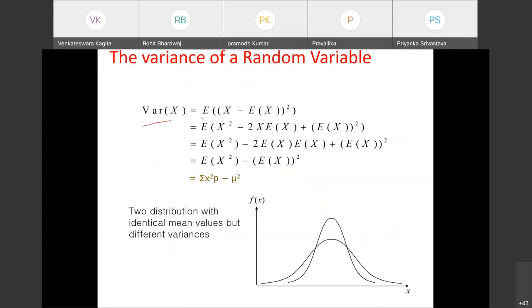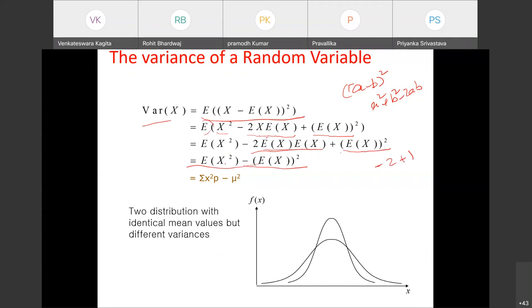Variance of x is expectation of x minus expectation of x whole square. So if you expand this, what is the a minus b whole square formula? A square plus b square minus 2ab. A square minus 2ab plus b square, right? So if you expand this, you would get x square minus 2 times x times expectation of x plus expectation of x whole square. If you expand the expectation, this would be equivalent to expectation of x squared minus 2 times expectation of x times expectation of x, plus expectation of x whole square. So this is minus 2 plus 1, minus 1. So this is how we have got it.